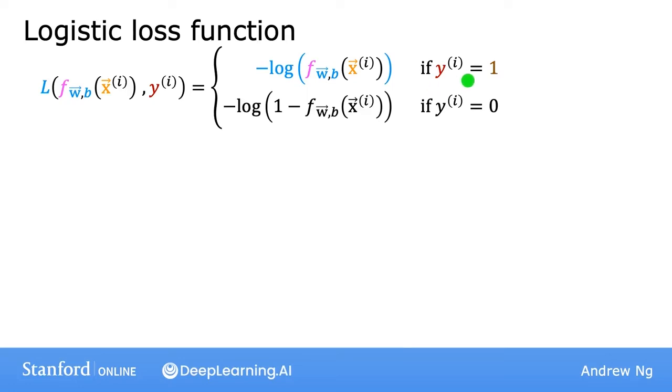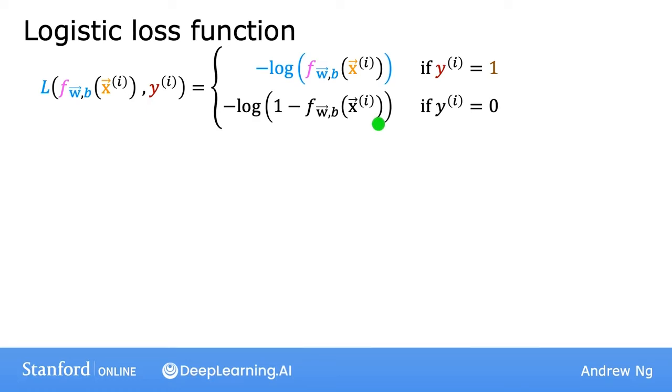If the label y is equal to 1, then the loss is negative log of f of x. And if the label y is equal to 0, then the loss is negative log of 1 minus f of x.